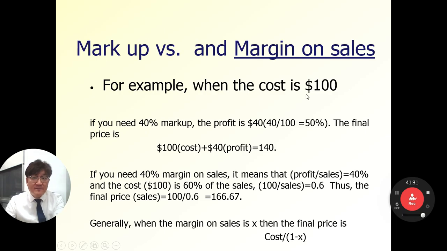For example, suppose the unit cost is 100. So if you need a 40% markup, the profit is 40 out of 100.